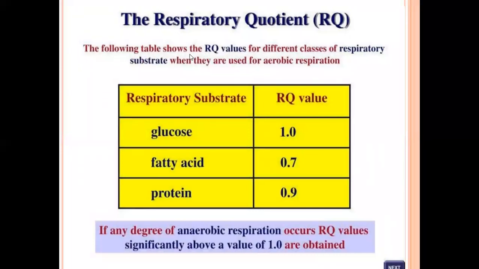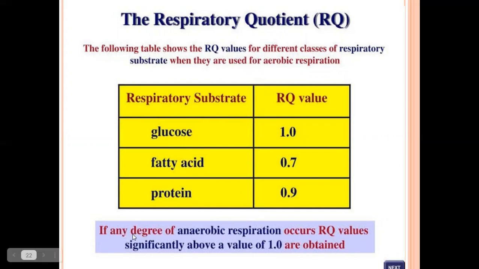The following table shows the respiratory quotient values for different classes of respiratory substrate when they are used for aerobic respiration. The respiratory substrates are glucose, fatty acid, and protein. The glucose respiratory substrate RQ value is 1.0. The fatty acid respiratory substrate RQ value is 0.7, and the respiratory substrate of protein RQ value is 0.9.